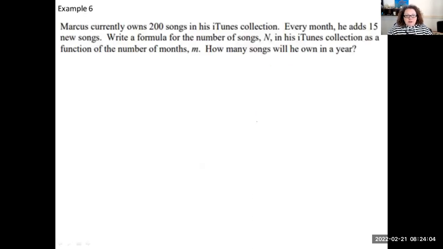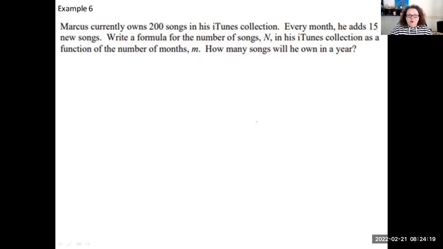Marcus currently owns 200 songs in his iTunes collection. Every month he adds 15 new songs. Write a formula for the number of songs in his iTunes collection as a function of the number of months m.